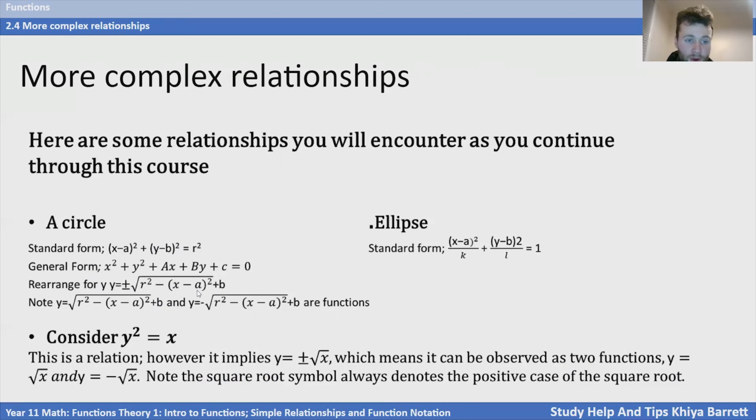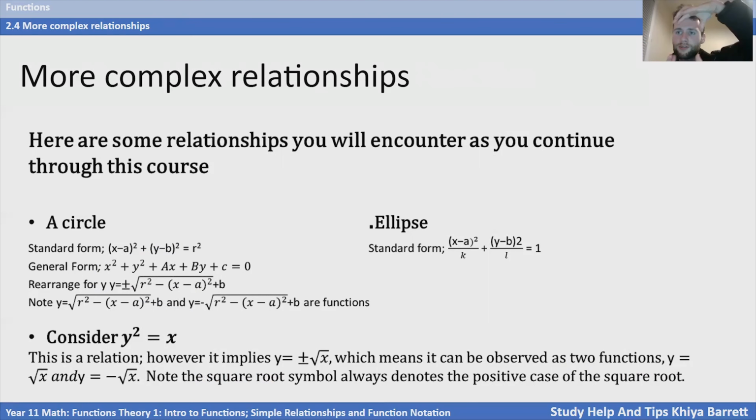When you look at that, you've got y equals plus or minus the square root of r squared, take x, take a, squared, plus b. Well, you can divide this because plus or minus just means it can either be plus or it can be minus. So you could divide this relation into two functions. y equals the square root of r squared take (x take a) squared plus b, or y equals negative the square root of r squared take (x take a) squared plus b. So you can divide this relation, which is not a function because it can't pass the vertical line test, into two functions.